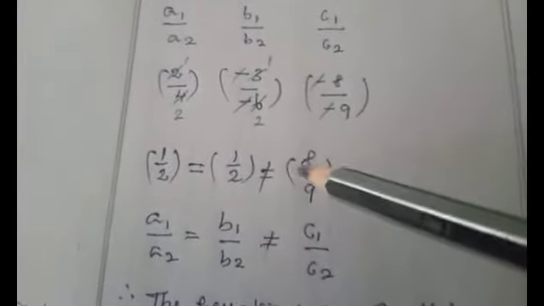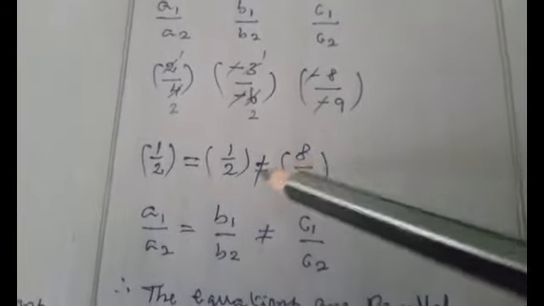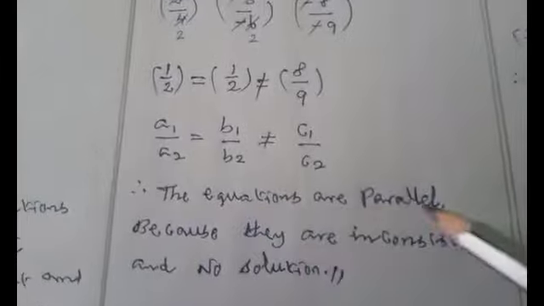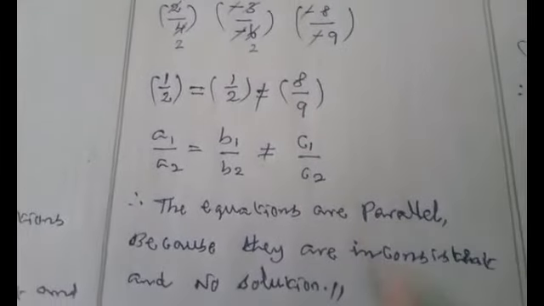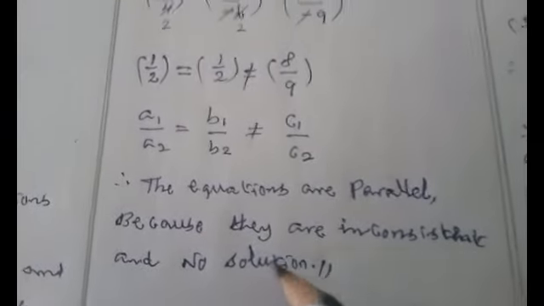So on cancellation we will be getting 1 by 2. Here also minus 3 by minus 6 means we will be getting 1 by 2. And the third one is plus 8 by 9. Since first two fractions are equal, then we have to check the third fraction. So this is not equal. So a1 by a2 is equal to b1 by b2, which is not equal to c1 by c2. Therefore, the given equations are parallel. This is the parallel condition because they are inconsistent and it has no solution.